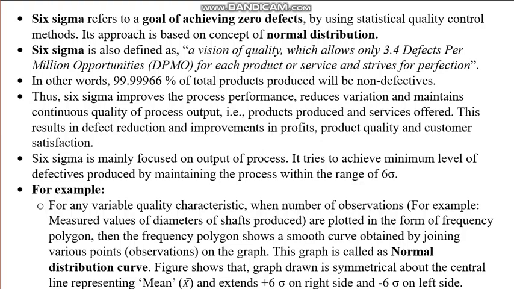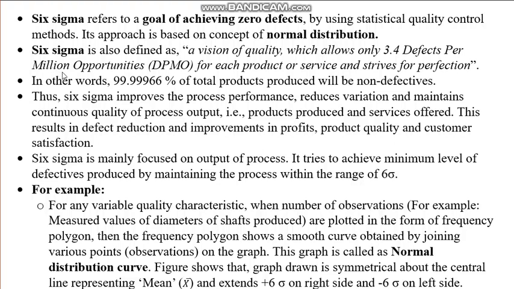Now Six Sigma is also defined as a vision of quality which allows only 3.4 defects per million opportunities. See, this 3.4 is important. Defects per million opportunities, DPMO. DPMO means defects per million opportunities. How much is a million? In India we sometimes find it difficult to understand what a million is.